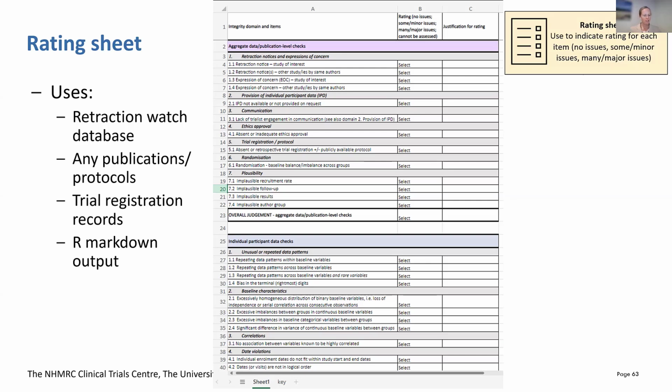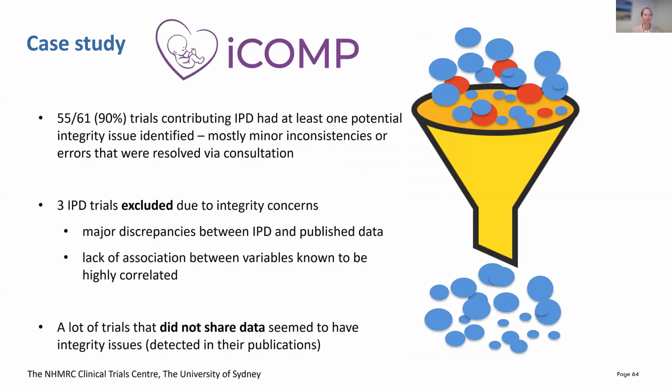So if we jump back to our case study on ICOM, did it make a difference, us applying this tool? Well, we actually detected that 90% of trials that provided IPD had at least one potential integrity issue, which sounds a bit crazy, but a lot of these were minor inconsistencies that we were able to resolve with the trialist, and so that improved the quality of our data set.